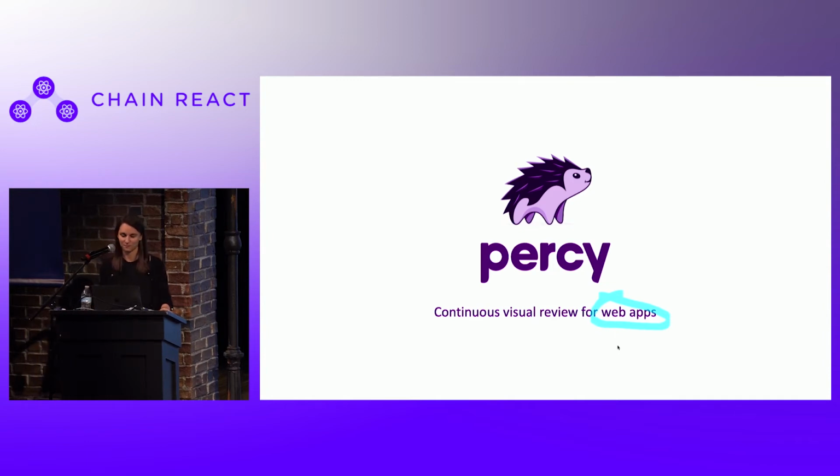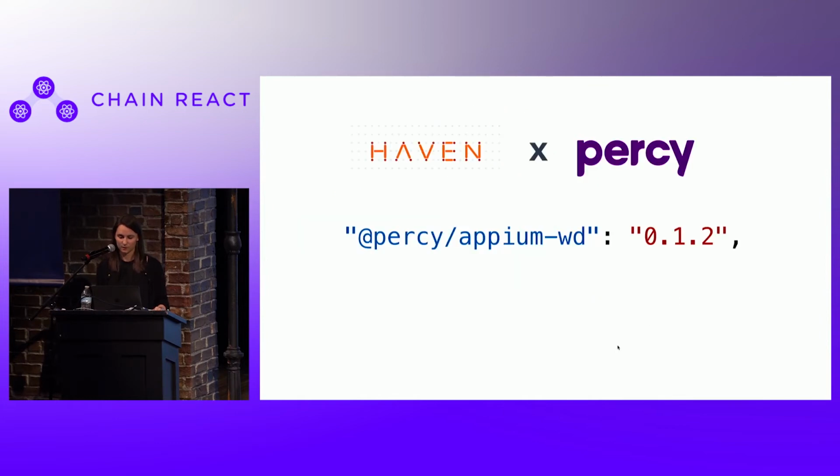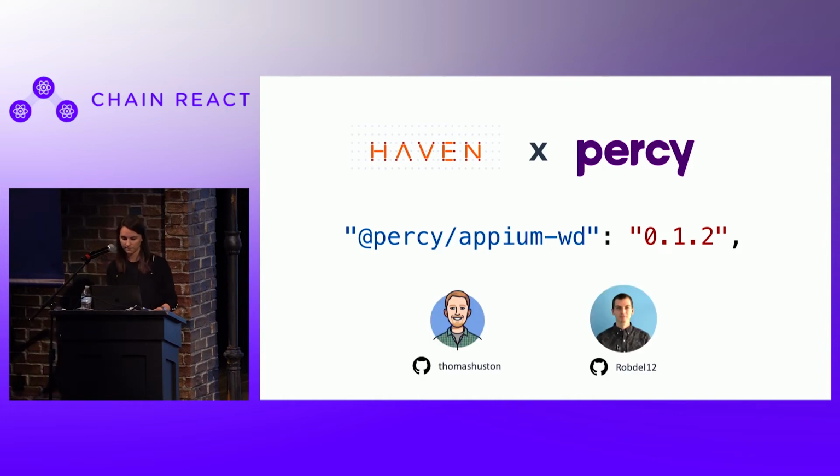You just really sat there missing this tool and back in the old days of having to do a lot of manual QA. But in this super hot 2019 update, I'm excited to tell you that it's no longer just for web apps. And actually, Haven and Percy have done a little open source collaboration here. We've created this NPM package that's called Percy/Appium-WD, which is based on Appium, which is kind of like Selenium, a test runner for native apps.